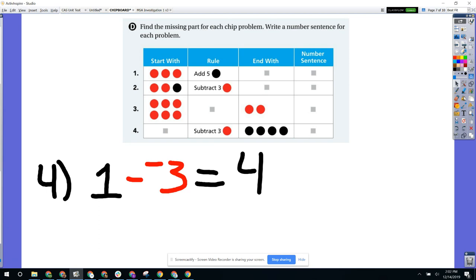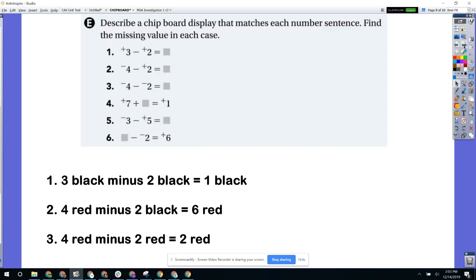All right, so now we're in part E, where it's given us number sentences and we have to fill in the missing value, and it's asking us to use the chipboard model to do that. So 3 positives could be 3 black minus 2 black would give us 1 black. So this is a basic 3 minus 2 equals 1. But thinking about it in chips, if we have 3 black chips minus 2 black chips, we have 1 black chip left over.